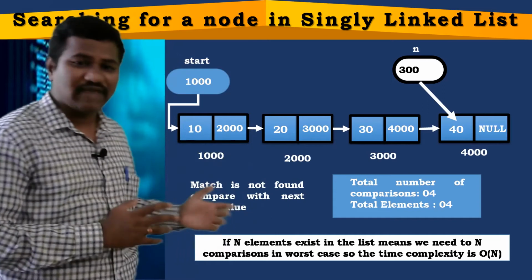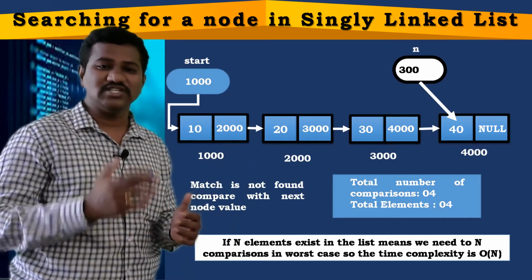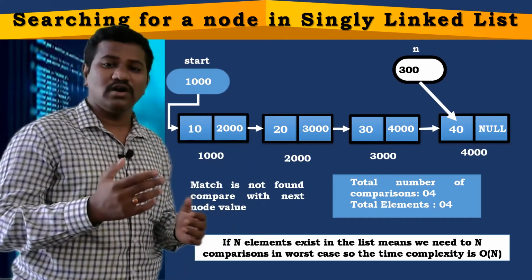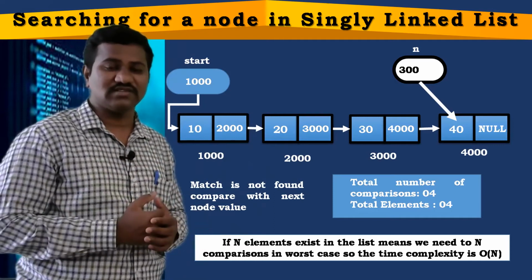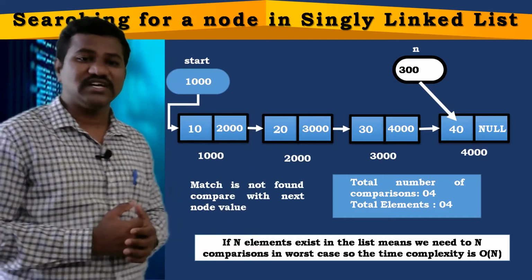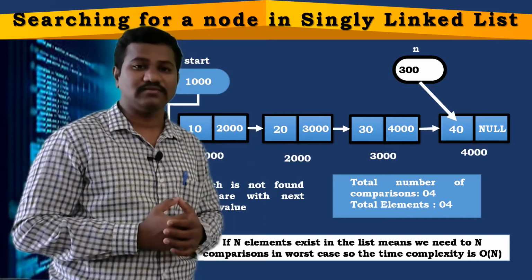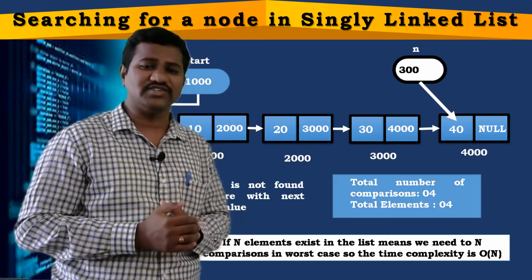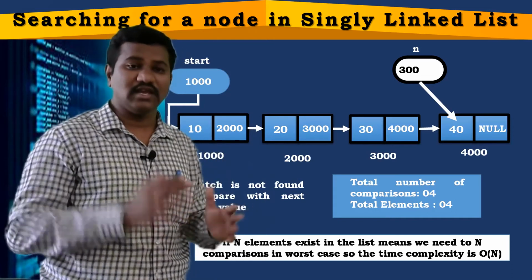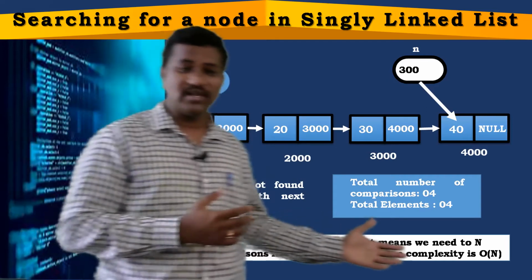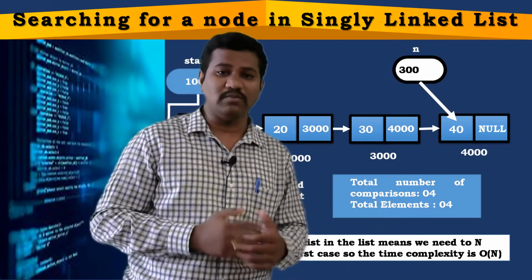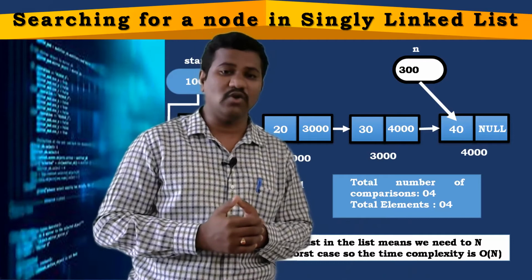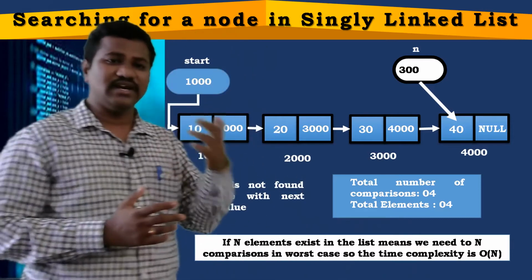So you can have a look here. If n elements exist in the list, we need to do n comparisons in the worst case. So the time complexity of this data structure is going to be order of n. You might get some knowledge about this in the coming semester. The time complexity is O of n, which we will call Big O of n, and you'll get this clarity in the coming semester.